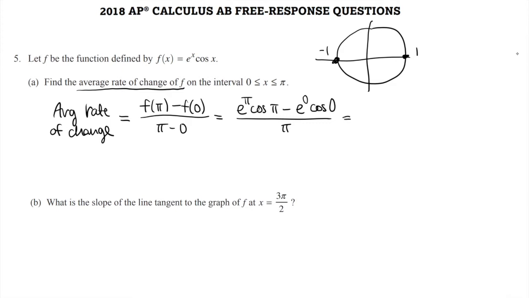So that means I've got negative e to the pi minus e to the 0, which is just 1. So minus 1, over pi. And that's my answer. That's it.